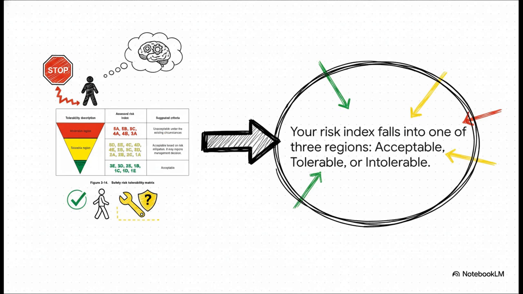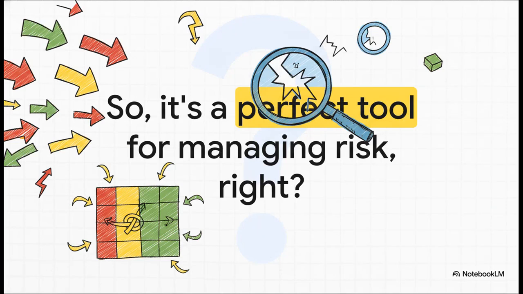Green means it's acceptable, you're good to go. Yellow is tolerable, which basically means it's okay, but you might want to do something about it. And red is intolerable. That's the stop everything and fix this right now zone. It feels clear, it feels logical, it feels actionable. So it sounds like the perfect tool, doesn't it? It takes these big, messy problems and boils them down into a simple, color-coded answer. It gives us this wonderful sense of control.